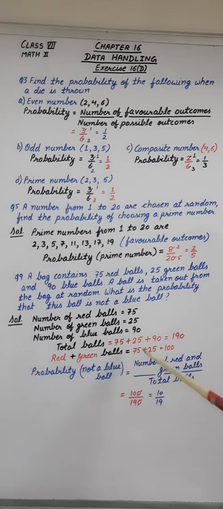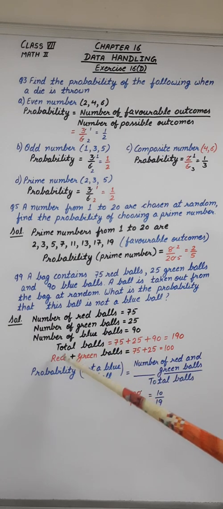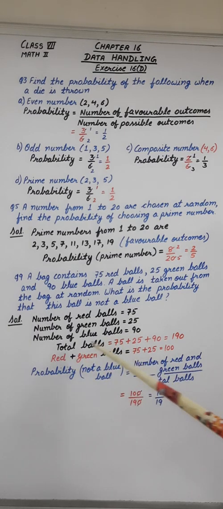Now, out of that, we don't want a blue ball. So, that's why we are adding red and green balls, because this is the only favorable outcome. Red and green balls. So, their total is 75 plus 25, 100.